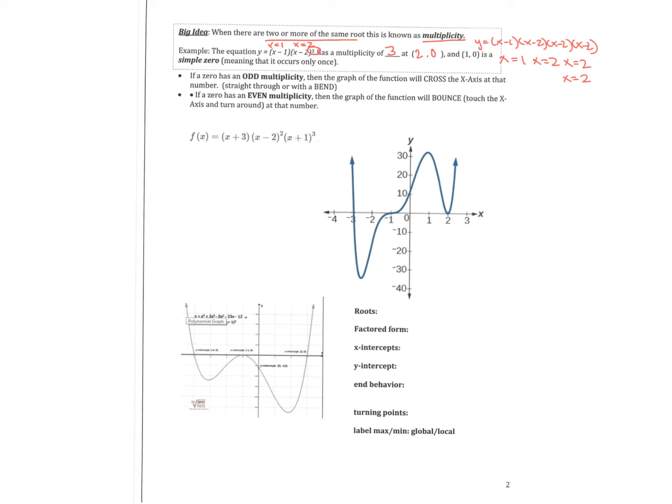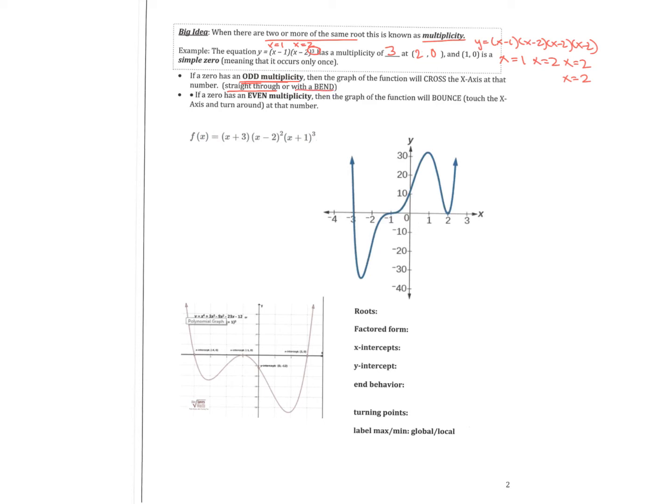And 1, 0 is just a simple 0. It means it just occurs once. So fun things happen at these multiplicities. If I have an odd multiplicity, like this 2 up above, then my graph crosses at that number. It will cross straight through, for example, if it's a simple 0, meaning it has a multiplicity of 1, or a bend if it has a multiplicity of 3.